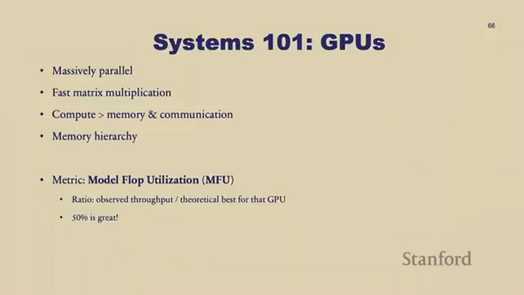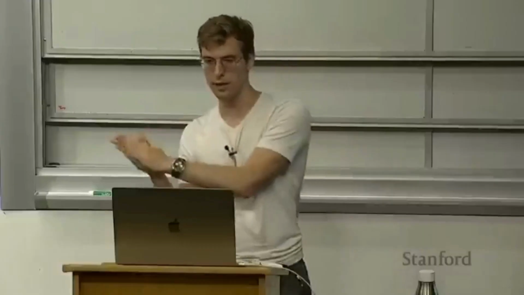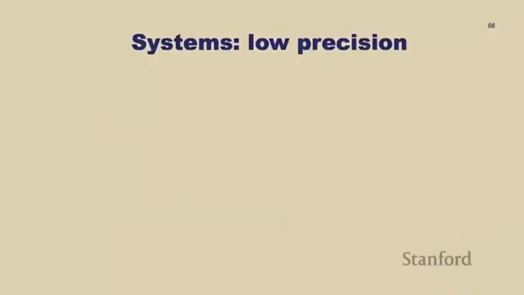I told you about the fact of communication. The metric that people usually look at is model flop utilization. That is the number of observed throughput divided by the theoretical maximum number of flops per second that the GPU could run at. In general, if you reach 50%, you're very happy. Facebook's Llama was at 45% or something like this. That means that data doesn't come fast enough, even for these big companies.